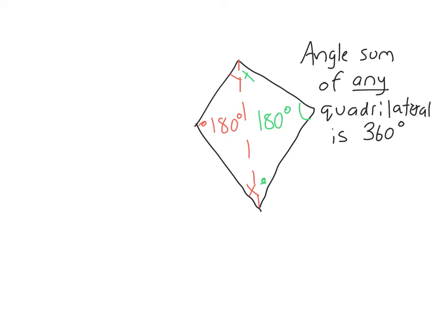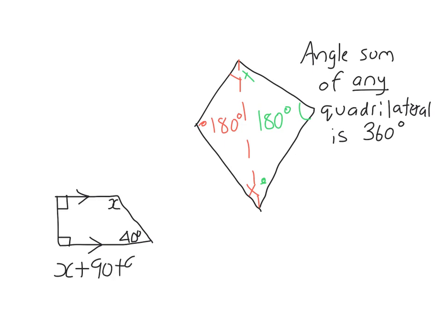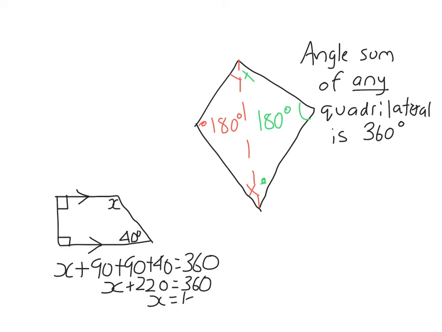So of course we can use that to find the unknown angles in a quadrilateral. Let's have a look. All right, so what would be the value of x in this quadrilateral? Well, that's easy. Of course, x plus the two 90-degree angles plus the 40-degree angle must equal 360 because the angle sum of any quadrilateral is 360. So 90 plus 140 is 220. So that, of course, means that x must equal 140 degrees. Okay, how easy is that? Let's look at a slightly harder example.